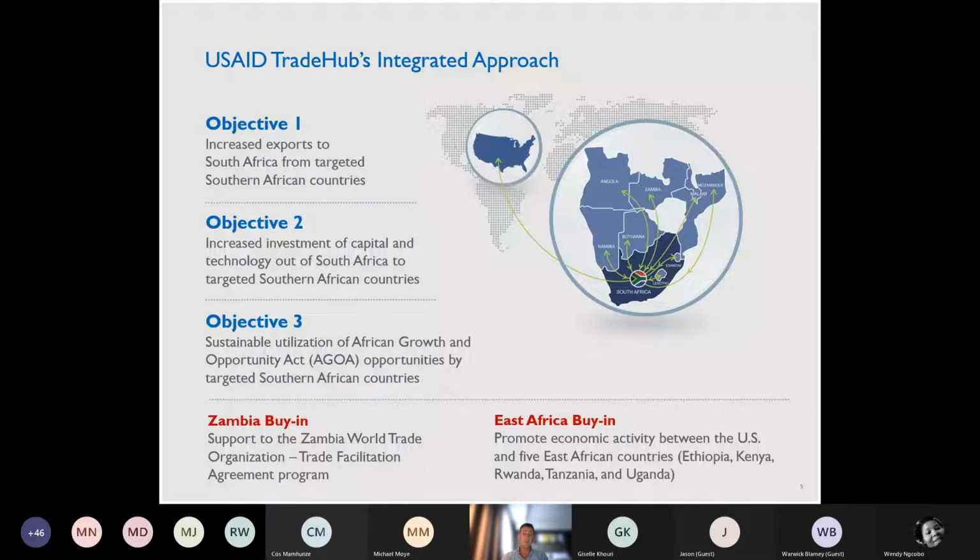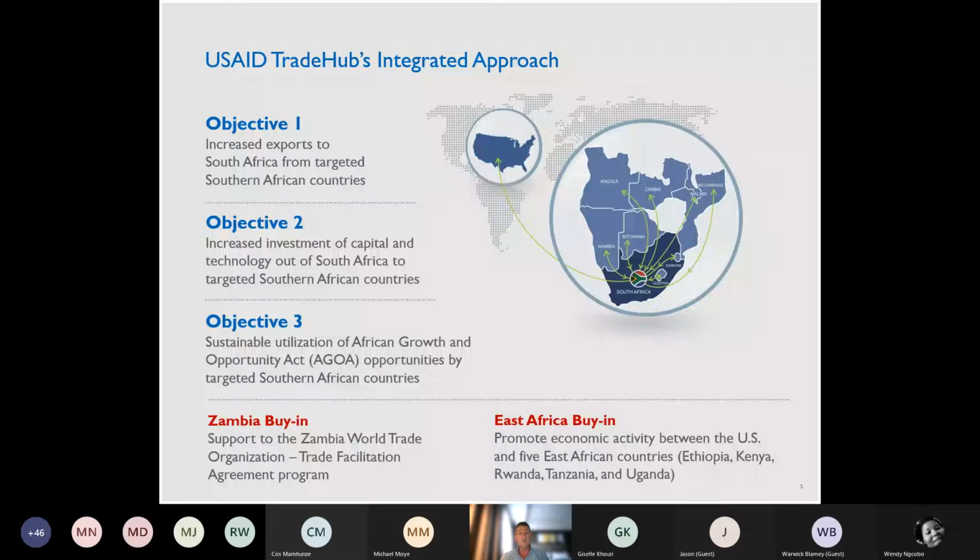And then objective number 3 is under the AGOA Act, which is really targeting support for Southern African countries to be able to export to the US for particular products and commodities. And we will be covering more of that this afternoon.